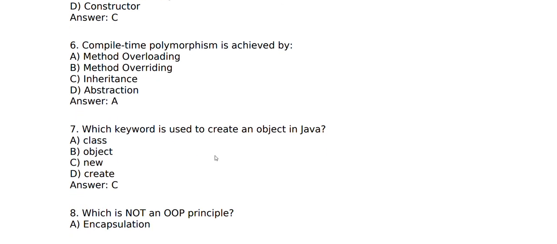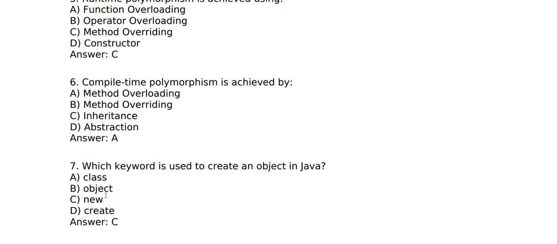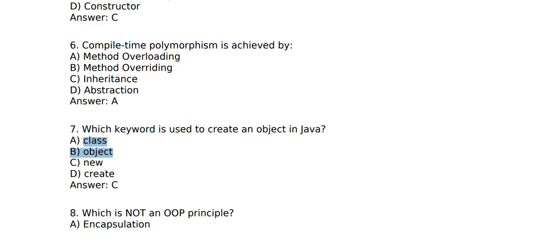So which keyword is used to create an object in Java? This is new. And you can see in the options, class is for creating a class, and there is no term related to object to create an object, so that's why. And we have also created classes, for example, if you want to create a string, you write String s equals new String, and similarly ArrayList, LinkedList, HashSet, HashMap and all.